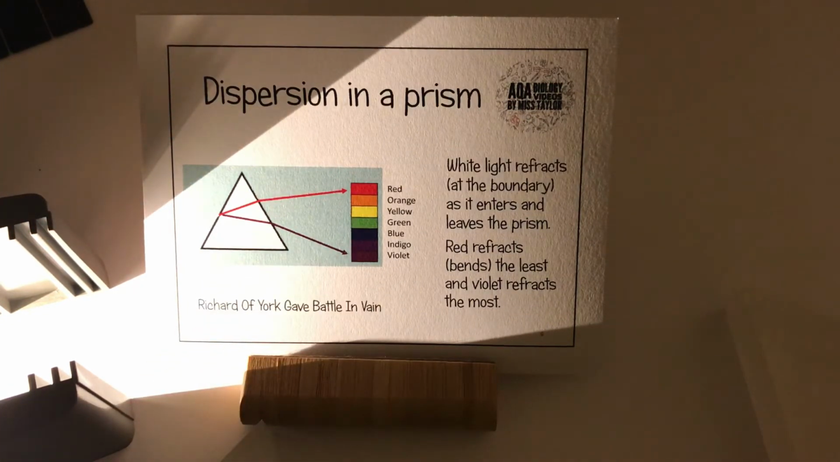by the violet, okay? To remember the order of the colours, red, orange, yellow, green, blue, indigo, violet, we can remember the phrase, Richard of York gave battle in vain, okay? And we said that the white light refracts at the boundary as it enters the prism, the red refracts or bends the least, and the violet refracts the most, okay? And we say that the light has been dispersed, it's been spread out using that prism. And then at the end of there, we use the second prism to bring that spectrum of light back to white light.